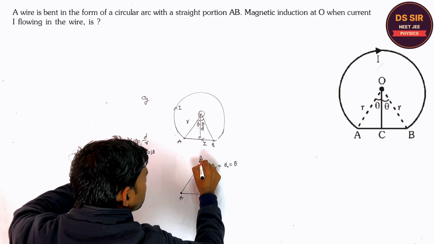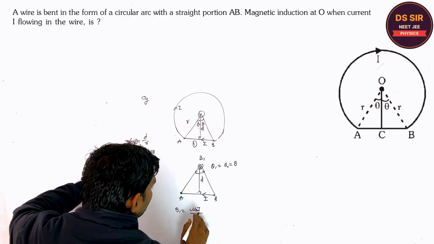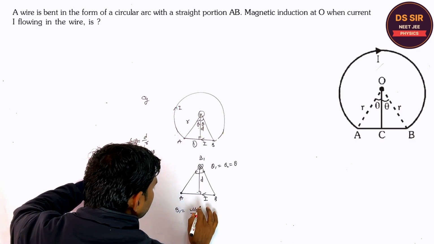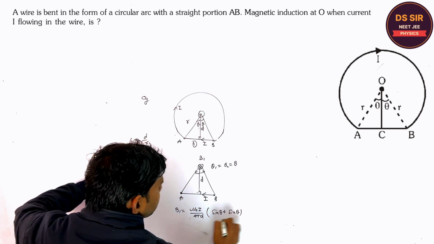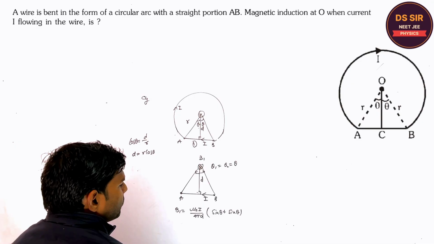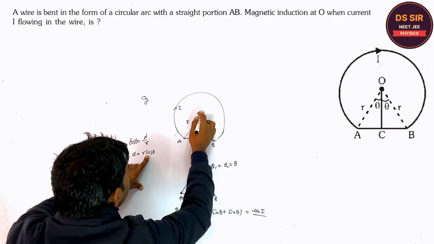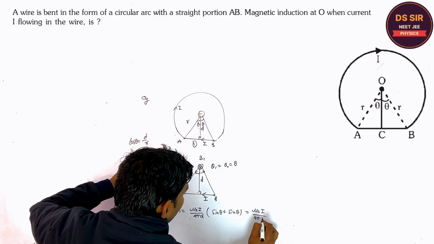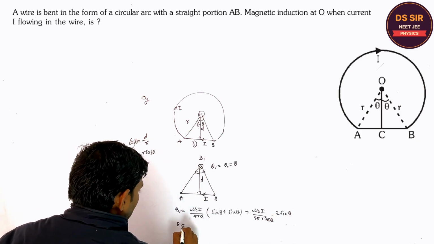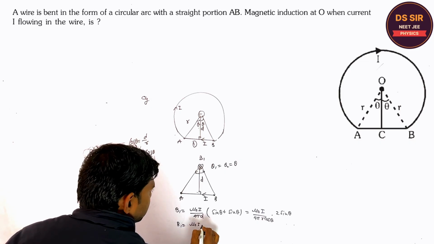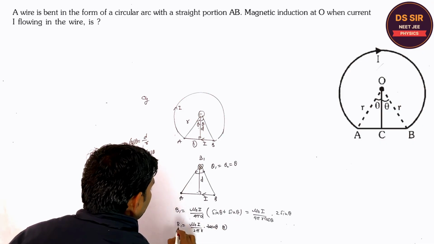So because of this first portion, the magnetic field is mu naught I upon 4 pi D, right? And this is sine theta plus sine theta. Getting or not, you tell? What is the value of D? This perpendicular distance in terms of radius, r cos theta. So mu naught I upon 4 pi r cos theta into 2 sine theta. Is it clear or not? B1 is mu naught I upon 2 pi r tan theta, into the board. Is it clear or not?